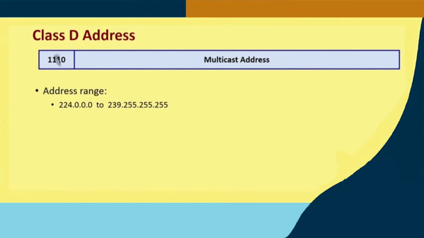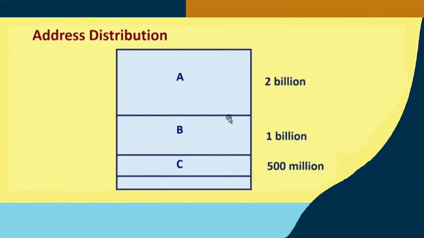Now, class D address starts with similarly 1110. This is a multicast address, as I said. If you are sending a packet using this multicast address starting with 1110, then the packet will be delivered to all the computers in that network. The idea is something like that. I am not going into detail. The address range similarly is like this.